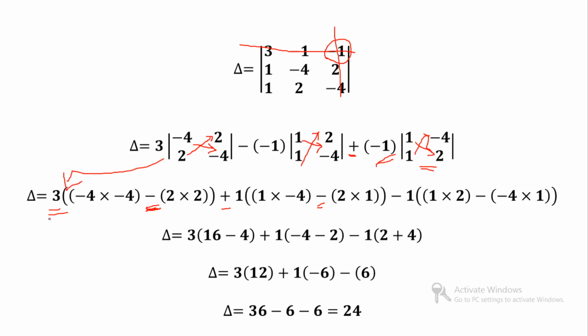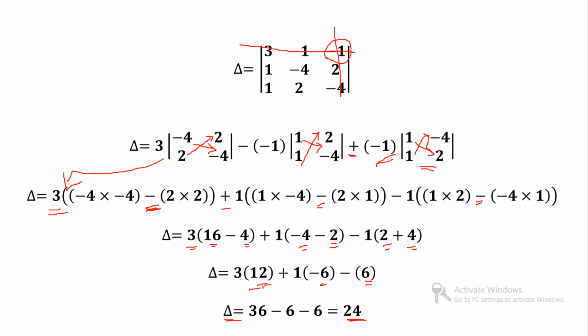Again if we simplify this, so 3 as it is, minus 4 into minus 4, that is the plus 16, and minus 2 into 2 is equal to 4. Again plus 1, 1 into minus 4, that is equal to minus 4, 2 into 1 is equal to 2. Again 1 into 2, 2 as it is, 1 into minus 4, that is equal to minus 4, but minus sign over here, so it becomes plus. Again 16 minus 4, 12, minus 4 minus 2, minus 6, 4 plus 2, 6. Again simplify, we will get delta is equal to 24. So delta is equal to 24.